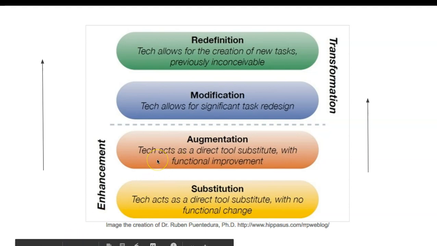Next, we go up a level to augmentation. And so this is when technology adds new features that noticeably improve the task. You have what is considered a functional improvement for that particular move to technology. Now, this still tends to be more teacher than student-centered. An example of this might be doing a Kahoot, giving students a Kahoot.